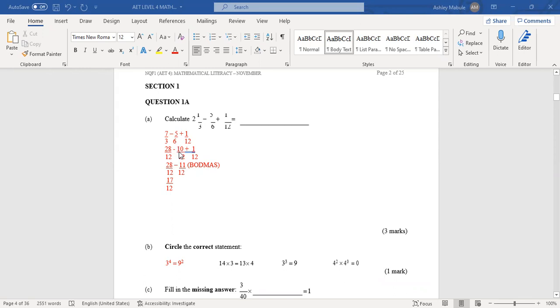Then you're going to say 6 goes into 12 twice, times 5 is 10. And then 12 goes into 12 once, times 1 is 1. And then when you add the 2, it's going to be 11 over 12. Now the denominators are the same, so you'll just say 28 minus 11, it's going to be 17 over 12.